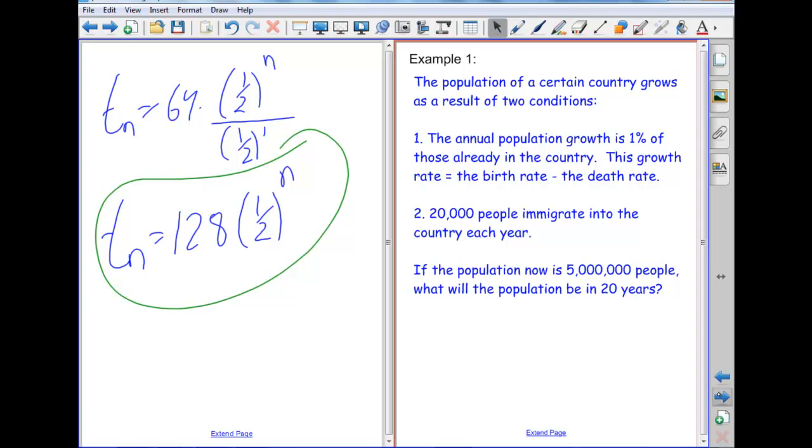Some of the babies die. Some of the people making the babies die in childbirth. Some of the people at home die. There's death and there's life, people. Some people get shot. And when we take the birth rate minus the death rate, we end up with a 1% growth. But then also 20,000 people immigrate into the country each year, even though they know there's death going on there. Right? There's worse death in other places.